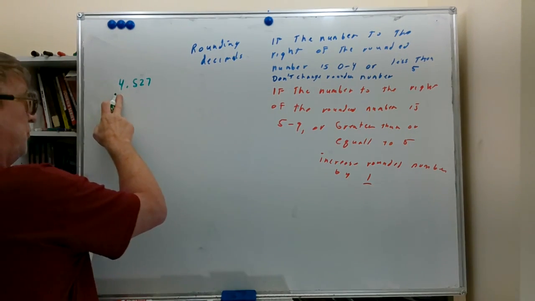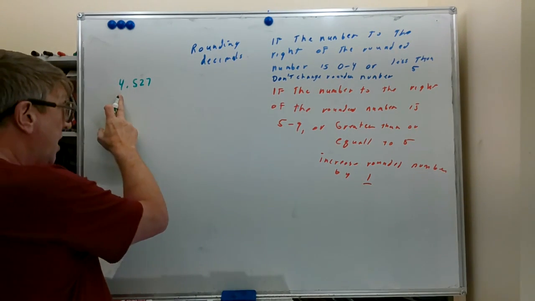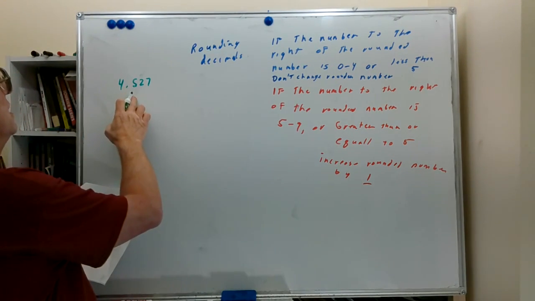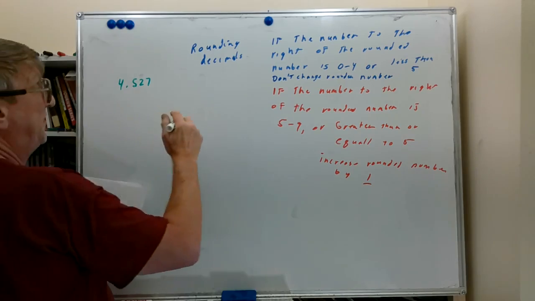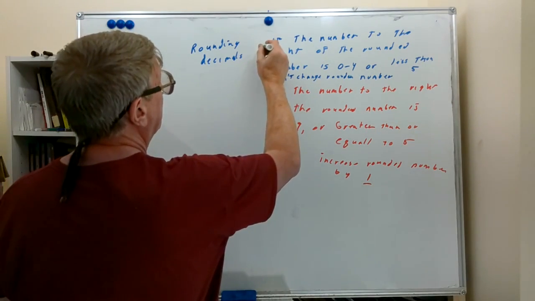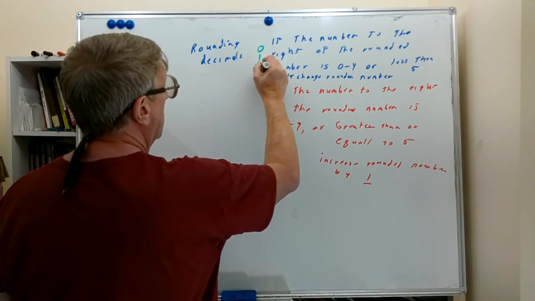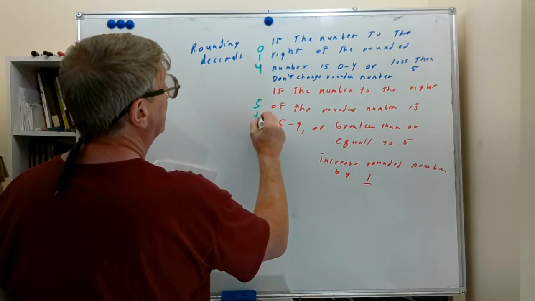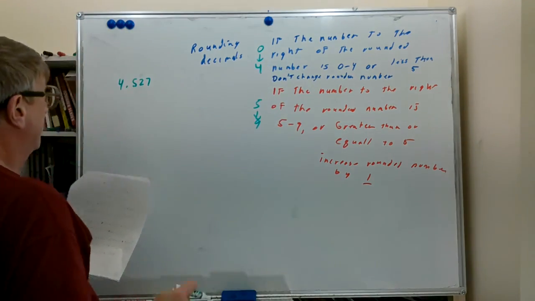We got to take this first one, which is a 4. We got to look to the right of it. We see a 5. So I'm going to write right here to help us: 0 to 4, 5 to 9. We'll write that right there just so it's easy to spot.